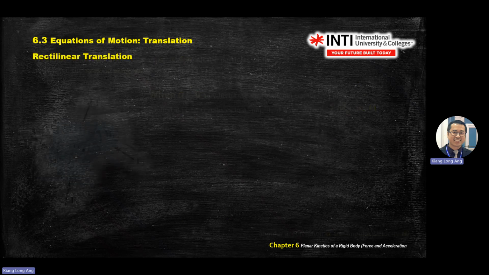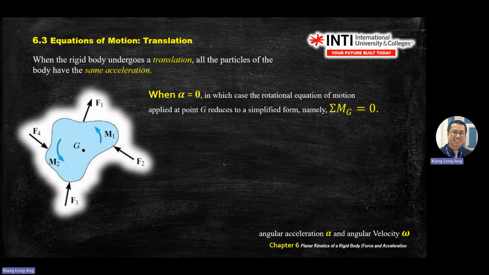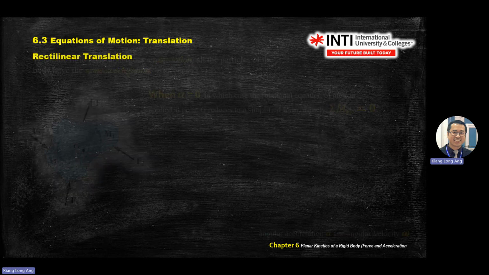Okay. Now for translation, this one also you read. Translation means you move in a straight line. When straight line, no rotation. No rotation, alpha 0. So when alpha 0, your moment 0. Translation means no rotation. You move in the same orientation. So the Mg is 0.